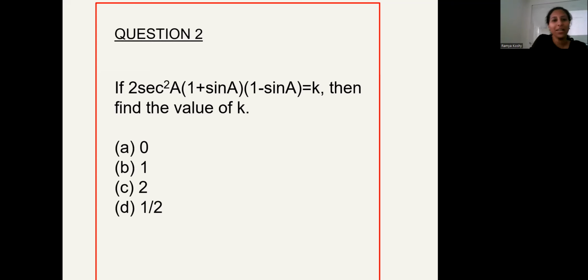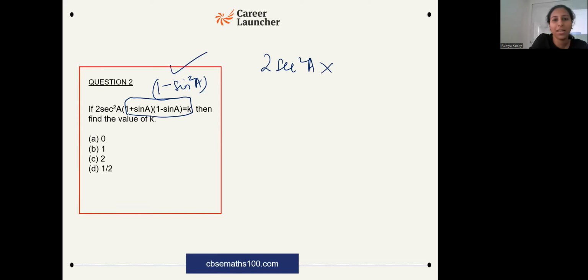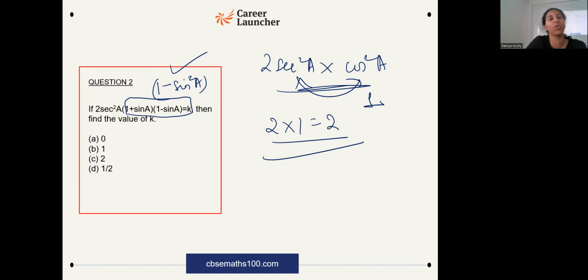So what happens over here? You know that 1 plus sine A into 1 minus sine A is 1 minus sine square A. So you're going to get 2 sec square A. What is 1 minus sine square A? Cos square A. Sec and cos are reciprocals of each other. So this value will be 1. So you're going to get 2 into 1, which is 2 only. Answer would be option C.